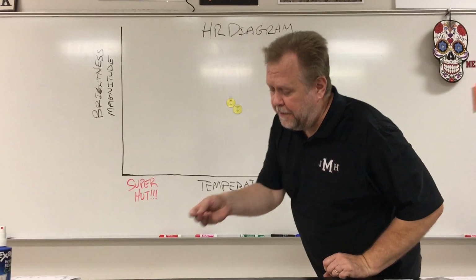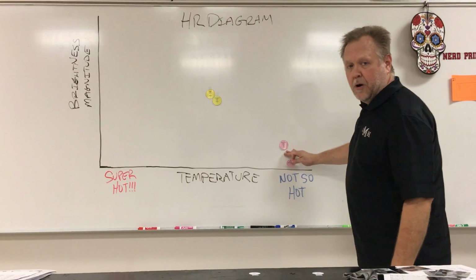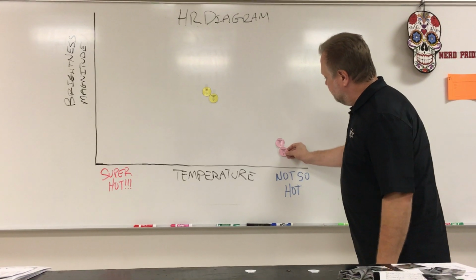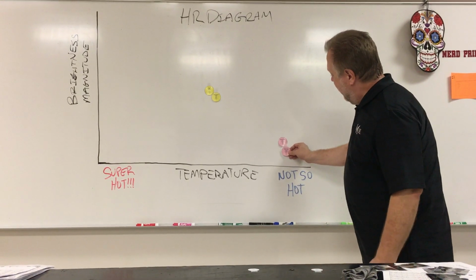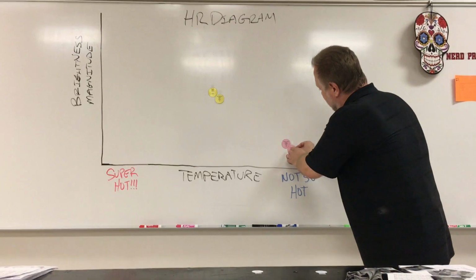Then we have Wolf 359, a star called Wolf 359. It's even more dim than Barnard star, so it will be lower, because if it's dimmer, it's lower, and it's cool, just a little bit cooler than Barnard star, so it goes right about there.